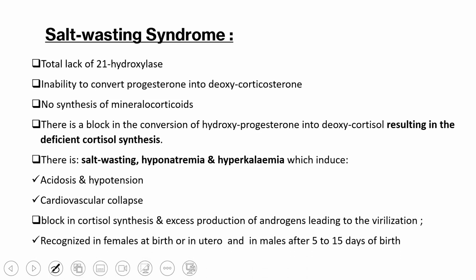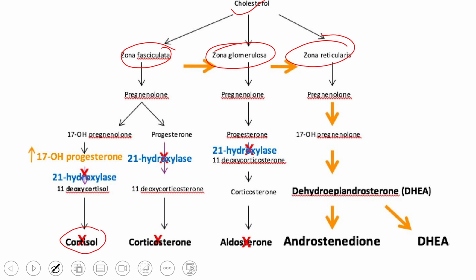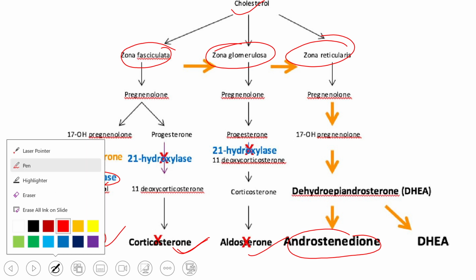And the block in the cortisol synthesis and excess production of androgen lead to virilization, and that can be recognized in females at birth or in utero, but in males after 5 to 15 days of birth. Here you can see the cortisol is being utilized by the zona fasciculata, zona glomerulosa, and zona reticularis for the production of cortisols, corticosterones, and aldosterones, and androstenedione. And there is a role of 21 hydroxylase in this synthesis of the hormones, and once there is a deficiency of those enzymes, then this hormone production will be reduced, that we discussed earlier.